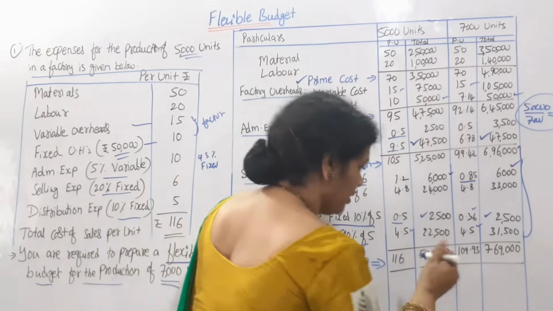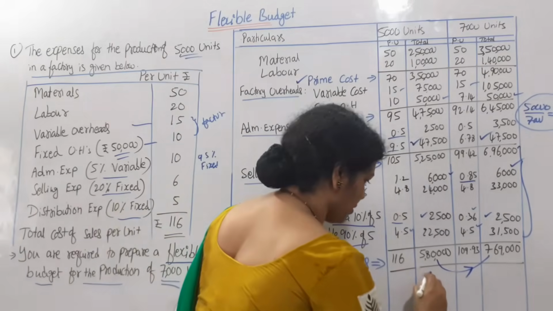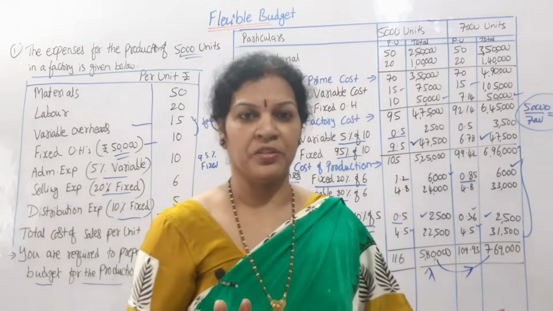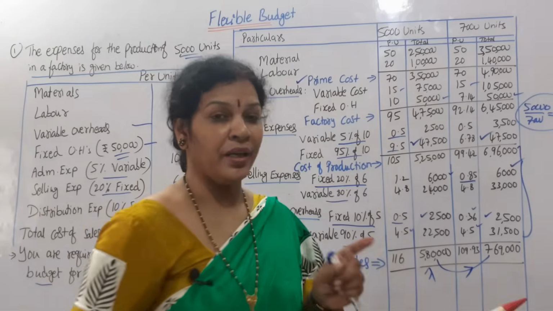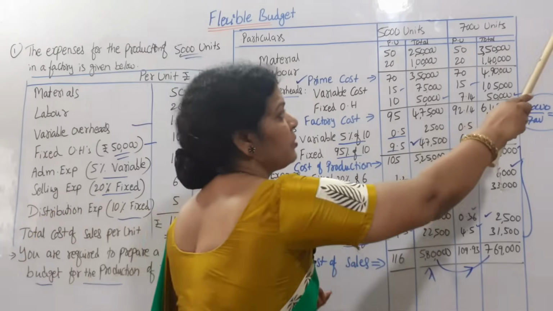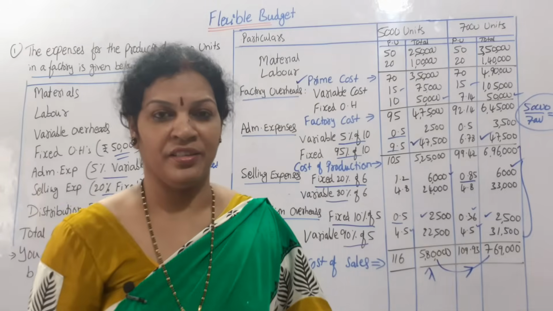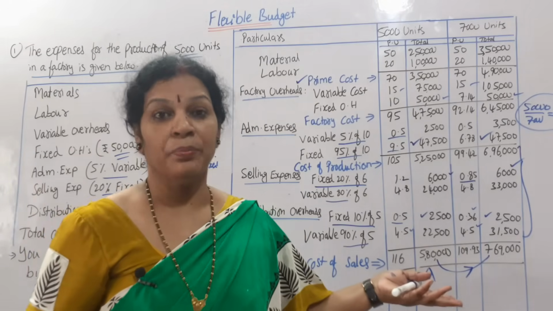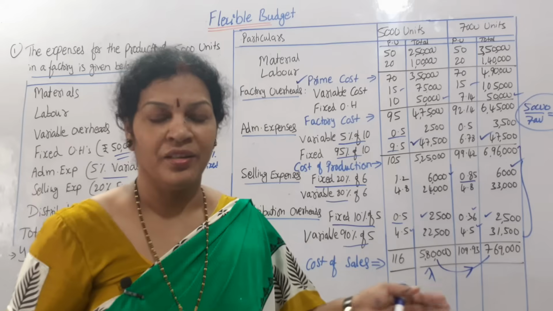Now here, has it increased? Yes, it has increased because of the production. This is a flexible budget. You may prepare the same problem with 9,000 units, 8,000 units, 10,000 units also. Just beside, you can draw one more column and prepare it. Any number of units, whatever you want, you can prepare as per the requirement. Are you getting it? No confusion.